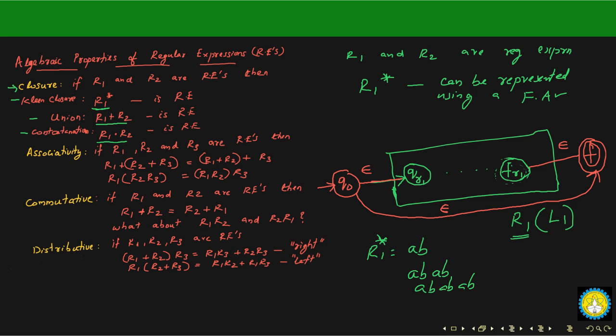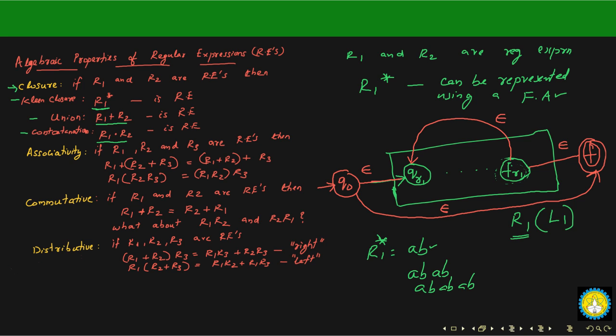So to do so, what we want to do here is that if you are at FR1, it means that you have seen an AB. Now, to make it accept multiple ABs, we should also have a transition from FR1 back to QR1 on just seeing an epsilon. Okay. So here you have a provision.